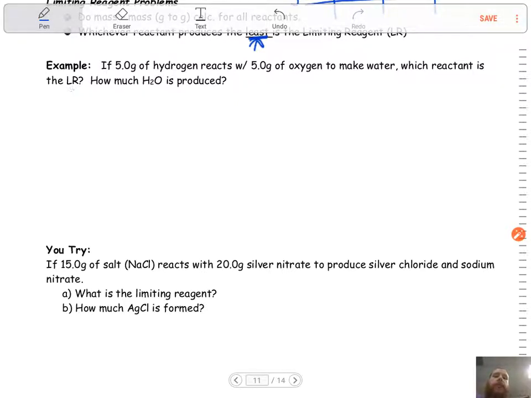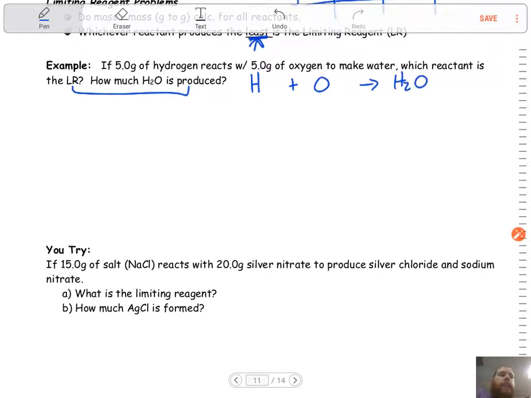These two questions, guys, go hand in hand. Once you figure out the limiting reagent, you're going to know how much water is produced. What do you need before you even start this problem? You need a balanced equation. You have to always have a reaction. If they don't give it to you, you've got to come up and write it. So we know that we have hydrogen plus oxygen make water.